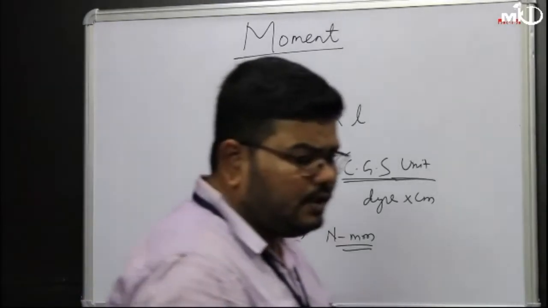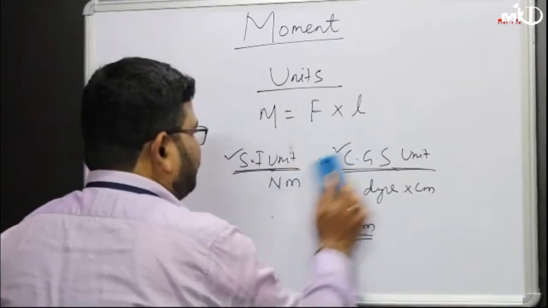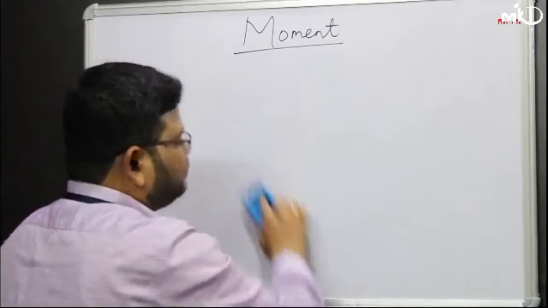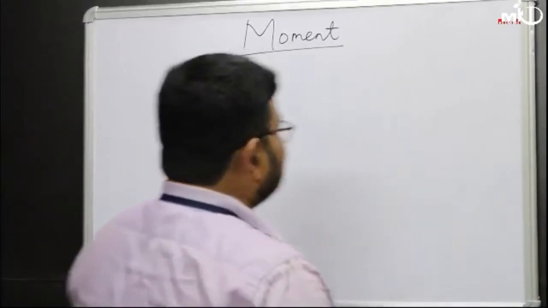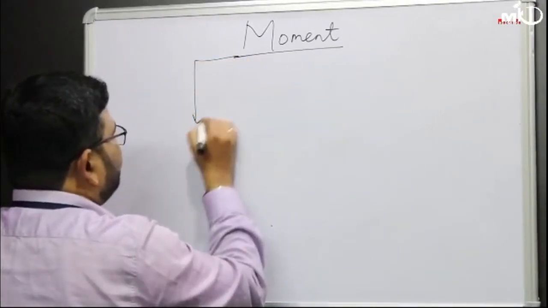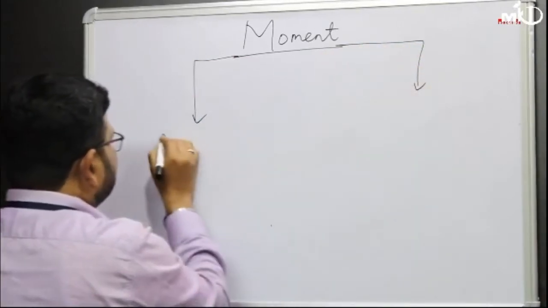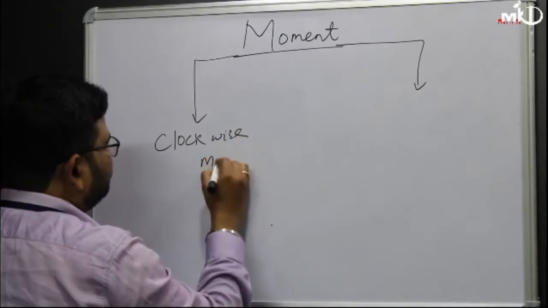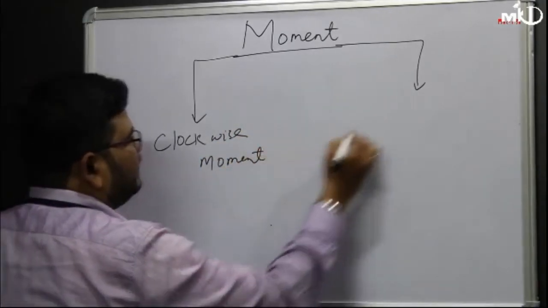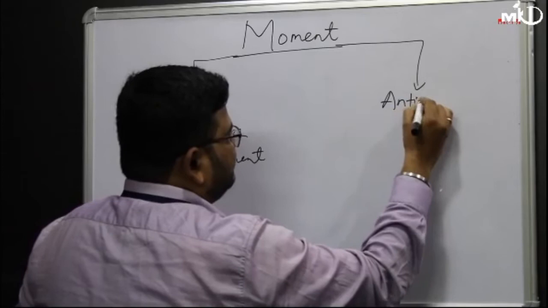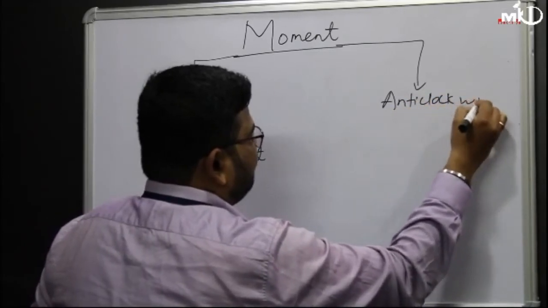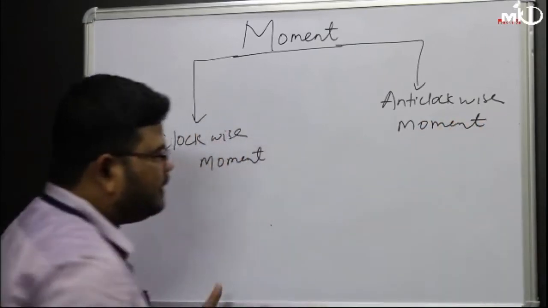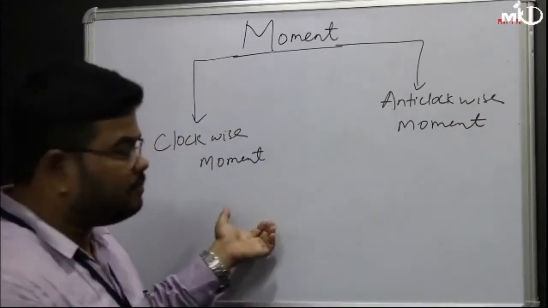Now we will discuss the types of moment. What are the different types of moment? So generally moment is classified into two types. One is called clockwise moment and another one is called anti-clockwise moment. So first let us understand what is clockwise moment with an example.